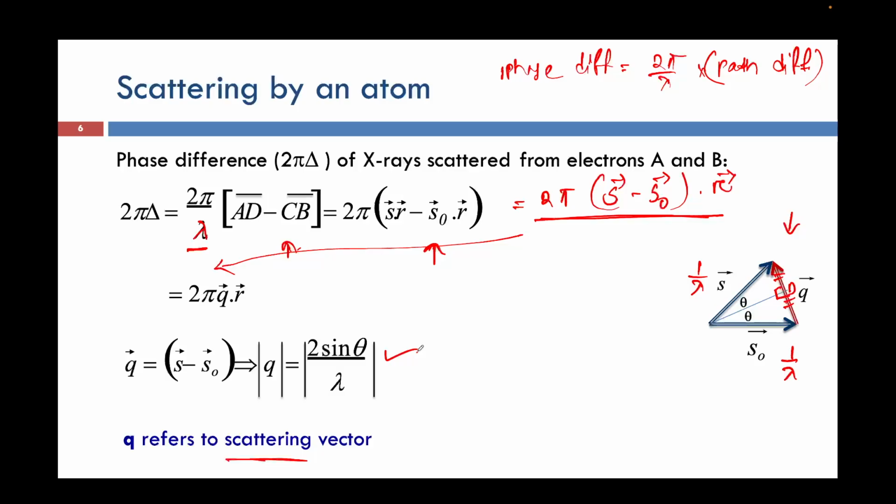In the diffraction condition, this is the scattering vector that we are talking about: when the scattering vector is equal to the reciprocal lattice vector, only then is our condition for diffraction satisfied, right?